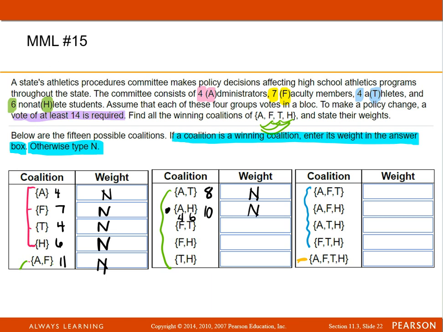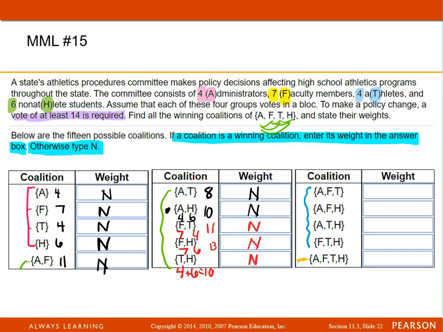Let me try a different color underneath here. How about red? All right, F and T. F is 7, T is 4. That adds up to 11. That is not a winning coalition. F is 7, H is 6. 7 and 6 is 13. Nope, that's not a winner. T is 4, H is 6. 4 plus 6 adds up to 10. Nope, that's not a winner.